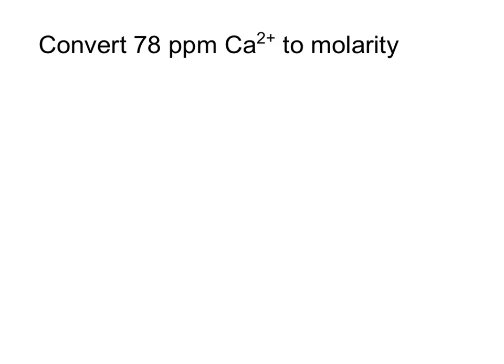Let's look at how we might convert back and forth between some of the concentration units. In this example, if I have a 78 ppm calcium ion concentration, I might want to convert that to molarity. Let's remember that 1 ppm means that I have 1 gram of my solute per 1 million grams of my solution.